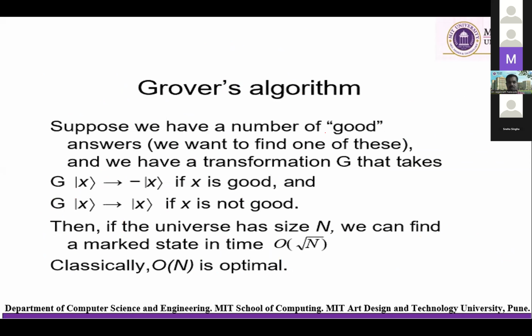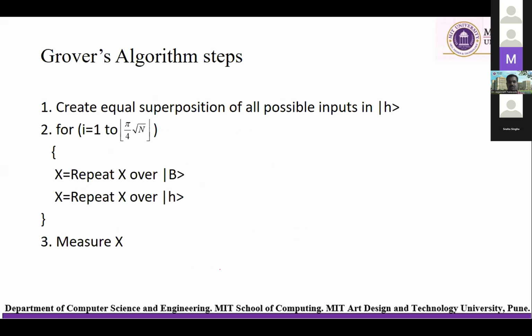Suppose we have a number of good answers, and we want to find one of these. We have a transformation G that maps x to minus x if x is good, and leaves it positive if x is not good. Then if the universe has size n, we can find the marked state in O of square root of n. Classically, it takes O of n, and this is optimal for a classical computer system.